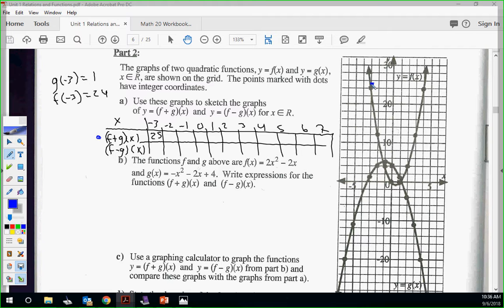So let's do -2 and -1 together. If I go to -2 on the graph, remember, we're looking at the graph. I'm not plugging anything in. We don't know what these functions are. It didn't tell us. So if I look at -2, g of x is 4. So g of -2, I get 4. F of -2, I get 12. So right here, you would put a 12.